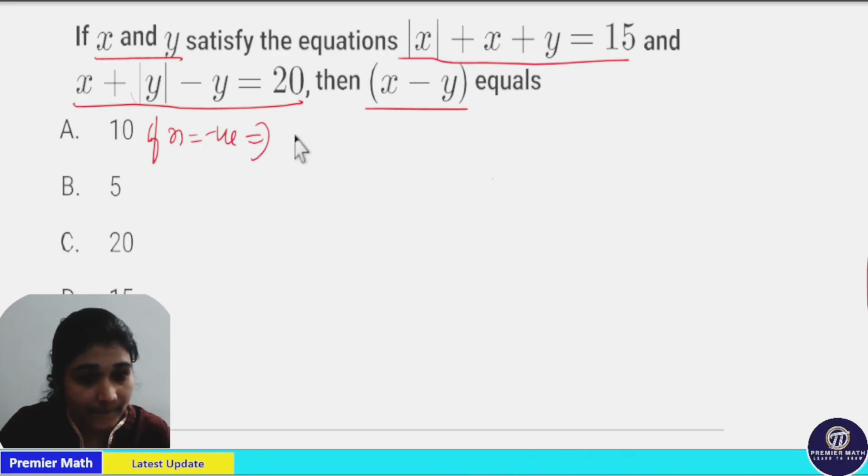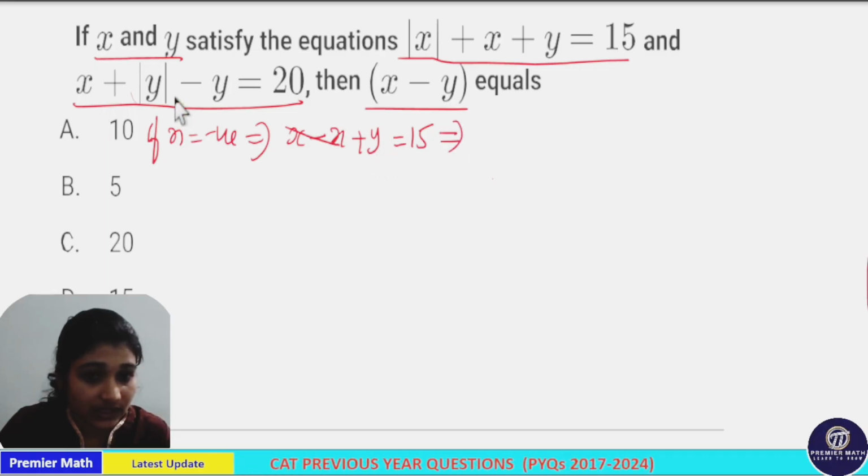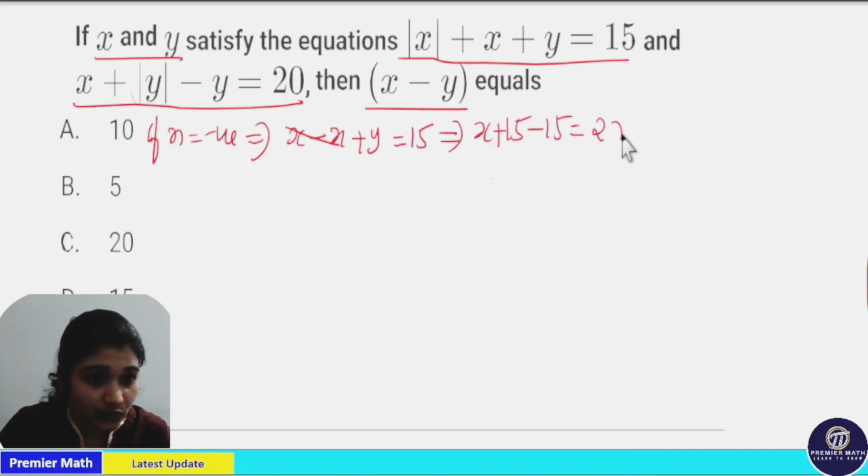Then the first equation will become modulus of negative x, which is equal to positive x, plus of minus x is equal to minus x, plus y, which is equal to 15. So x terms cancel, y equals 15. So put y equal to 15 in the second equation. Then the second equation will become x plus modulus of 15 as 15, and here we have minus y, meaning minus 15, which is equal to 20. Now x is equal to 20, which is a positive term. That is wrong because we assumed x as a negative value. So from this we can definitely take x as a positive value.